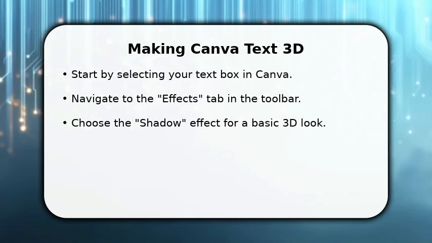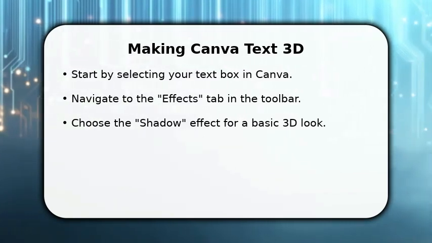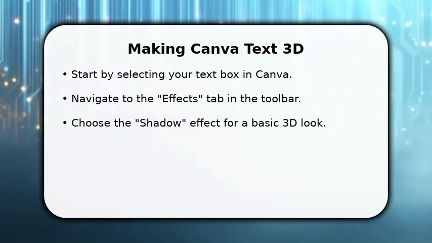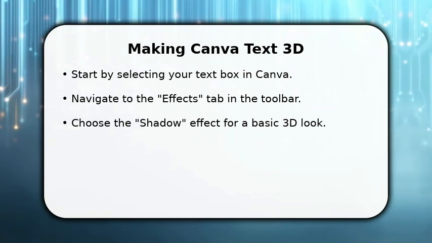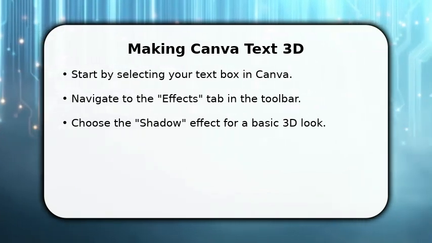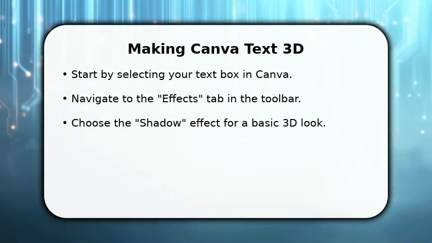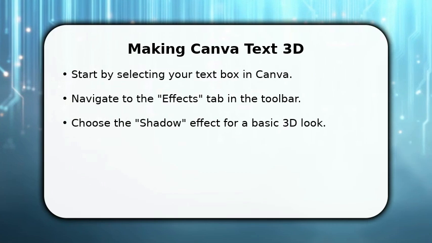In this video, I will show you how to make Canva text three-dimensional. First, open your design and select the text you wish to modify. Then, locate the Effects tab at the top of your editor. From there, you'll find various options to enhance your text.